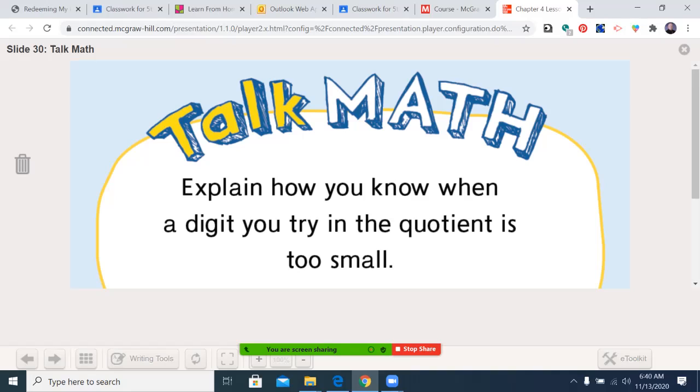Explain how you know when a digit you try in the quotient is too small. Essentially, when you subtract, if the difference is equal to or greater than the divisor, you made an error.